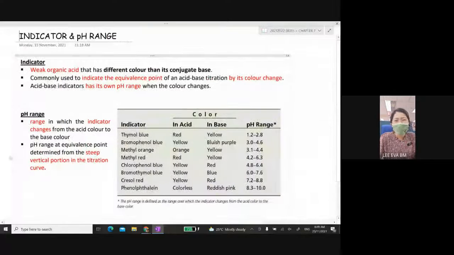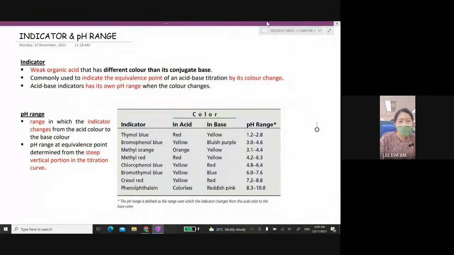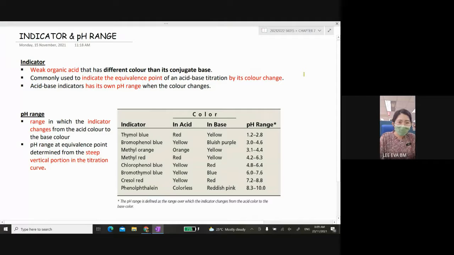If no questions, then we proceed to the next. It's kind of like concept theory before you do the example questions. So the next one we want to look at is the indicator. Actually, what is an indicator? Now, why does it change color?